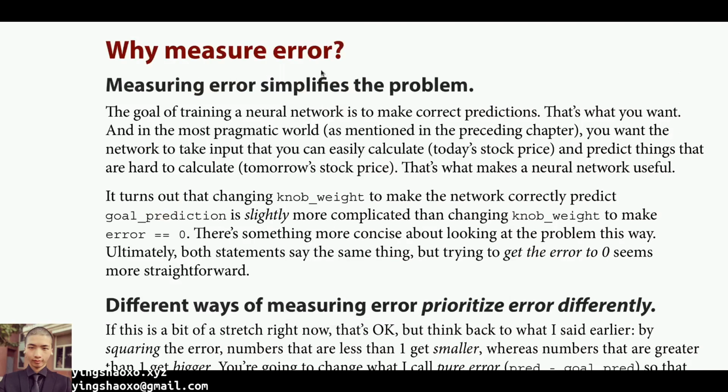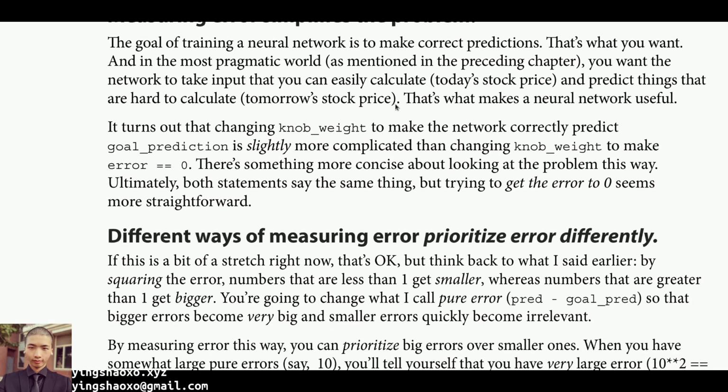Why measure error? Measuring error simplifies the problem. The goal of training a neural network is to make correct predictions. That's what you want, in the most pragmatic sense. As mentioned in the preceding chapter, you want the network to take input that you can easily calculate, like today's stock price, and predict things that are hard to calculate, like tomorrow's stock price. That's what makes a neural network useful.